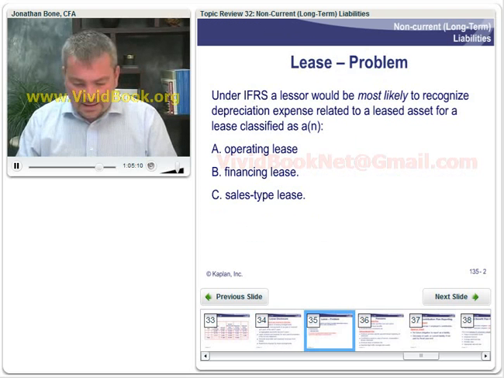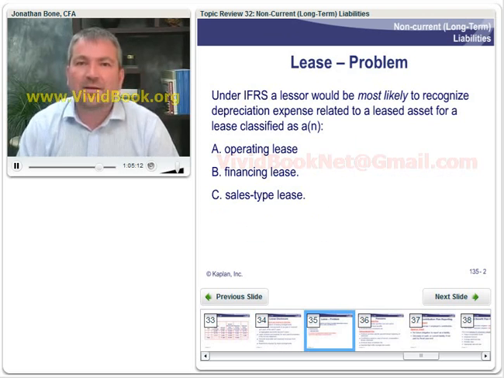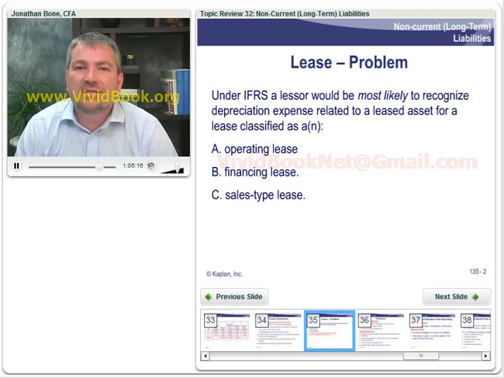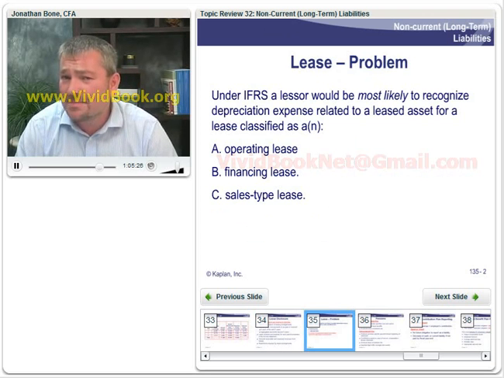Right, a little lease problem then. Under IFRS, a lessor would be most likely to recognise depreciation expense related to a leased asset for a lease classified as. Okay, we're looking at a lessor here, not a lessee. Now the only time the asset remains in the lessor's accounts is if it is an operating lease. If it is a finance lease, remember the asset is removed.